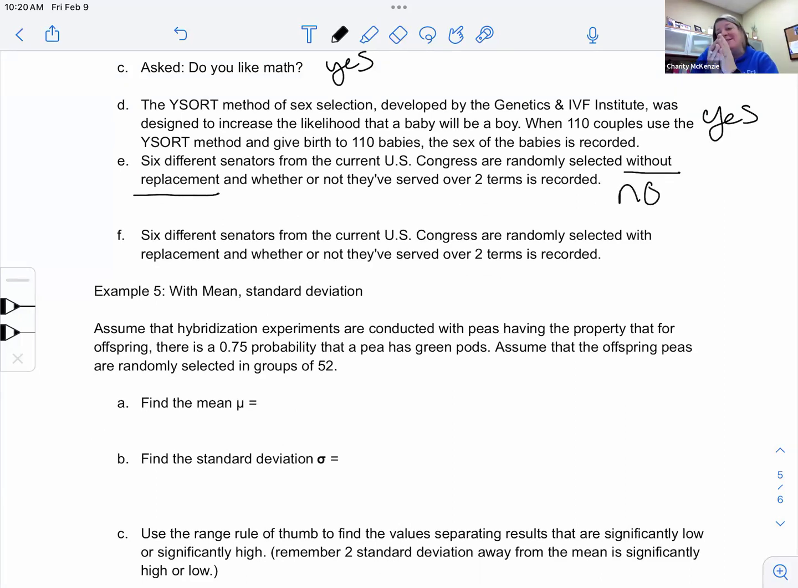Okay. If you ask the same question with replacement, then it would be a yes. So you're looking for a fixed number, which again, like C, could be a no or yes. We don't have a fixed number, but we're looking for that yes, no question. We're looking for independence. Okay. All right.